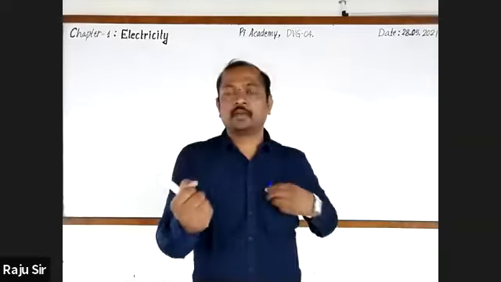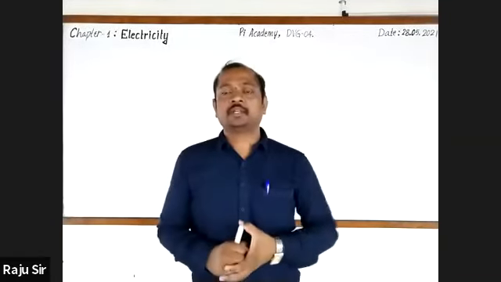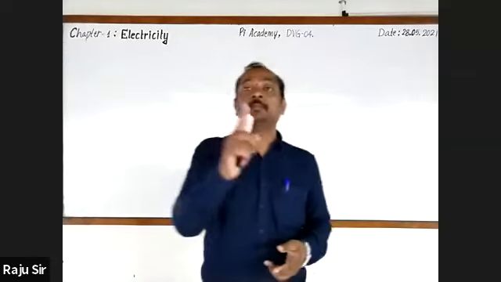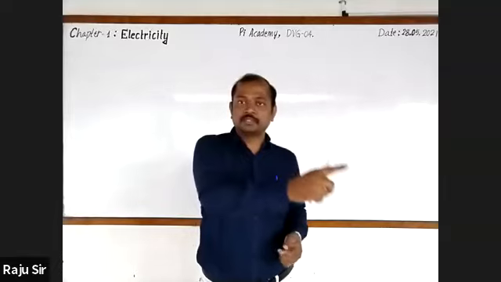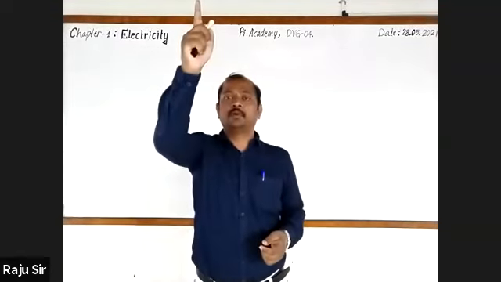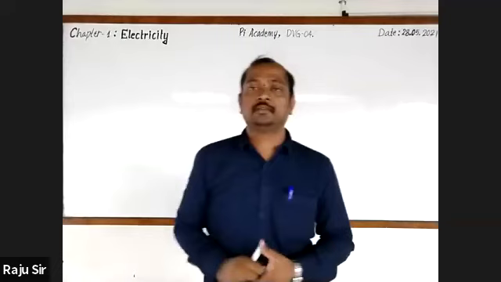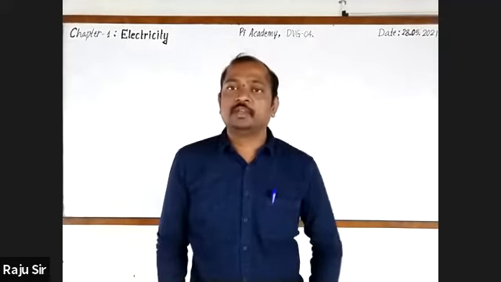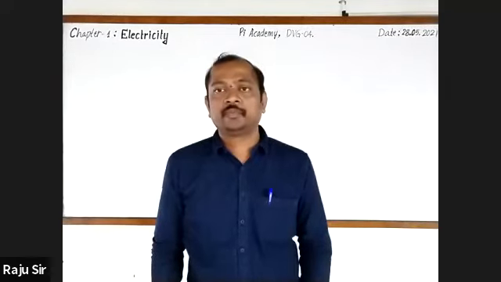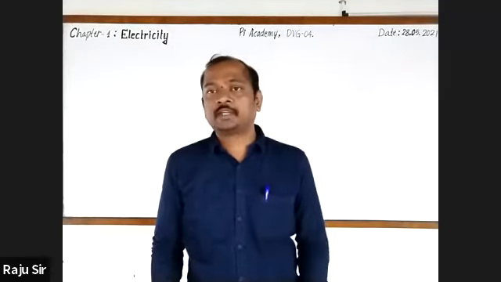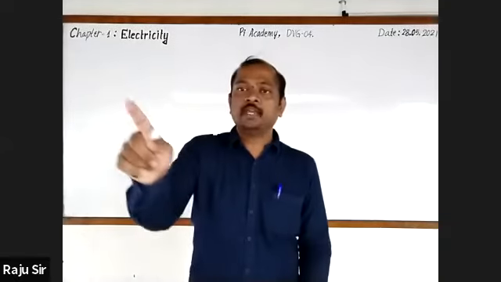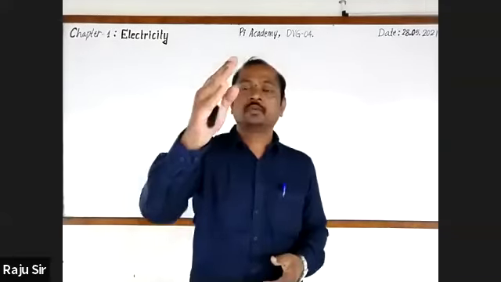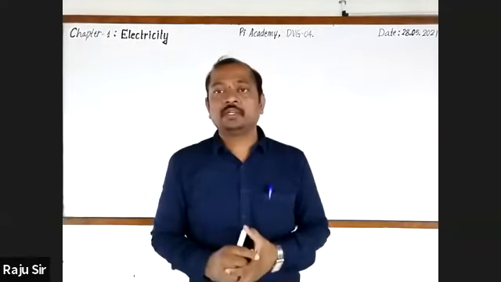Electric potential or potential of a charged particle can be defined as the work done in bringing a unit positive charge from infinity to the given point in an electric field. Electric potential can be measured by using a unit called volt. And we have a formula to find out electric potential, that is, V is equal to W by Q, where W is work done and Q is quantity of charge.